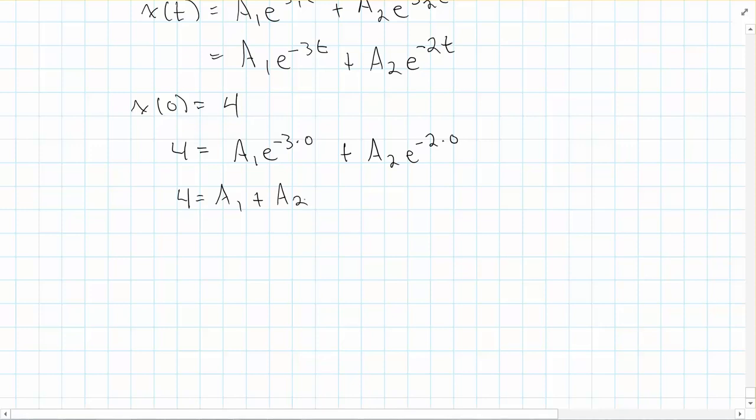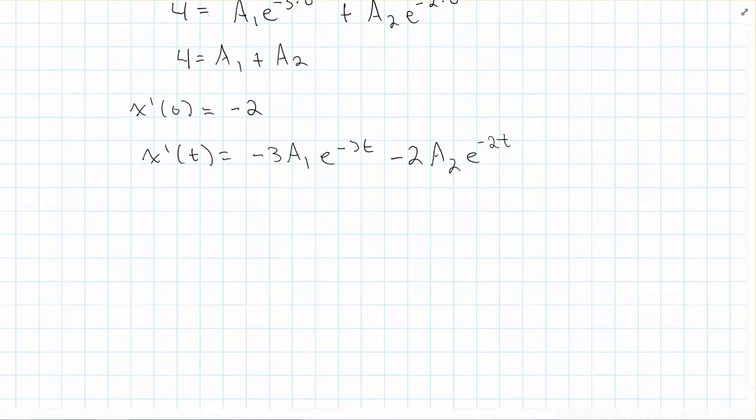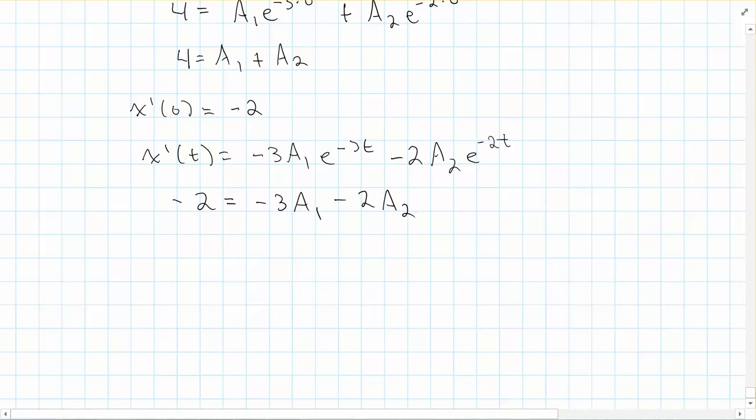And then if we go for the next initial condition, it's that x prime at 0 is equal to negative 2. So we should figure out what x prime is. x prime is equal to negative 3a1 e to the negative 3t minus 2a2 e to the negative 2t. And so we'd wind up with, skipping the one step we had here, negative 2 is equal to negative 3a1 minus 2a2.